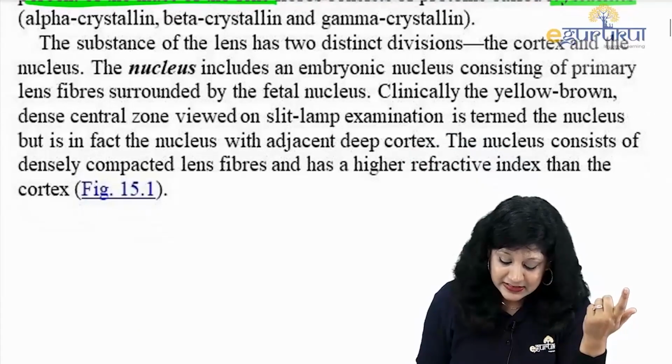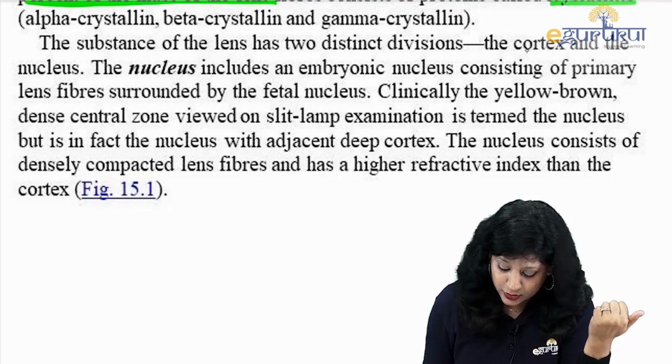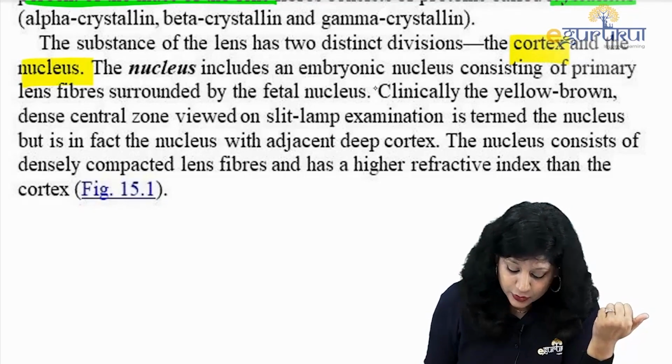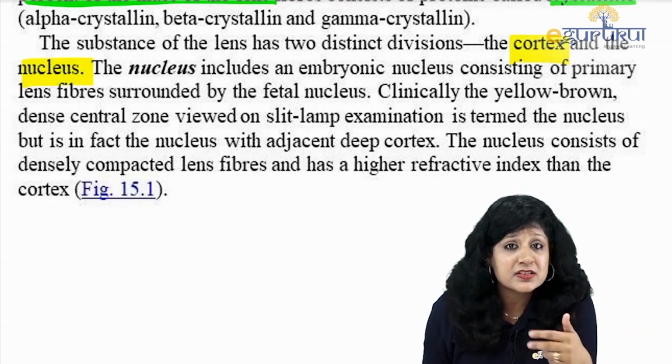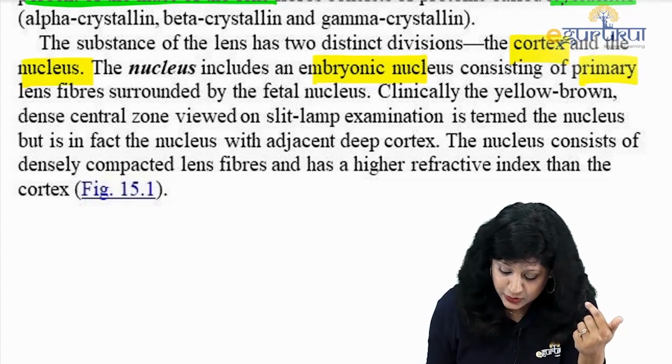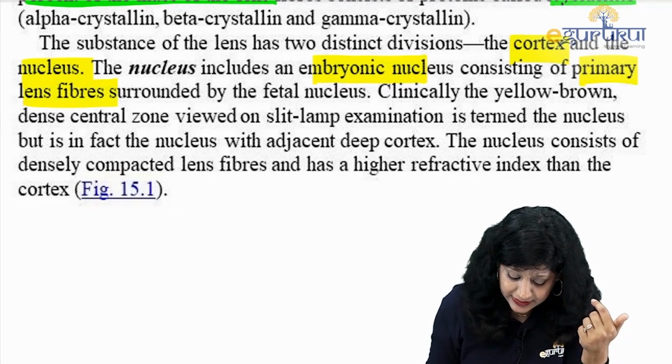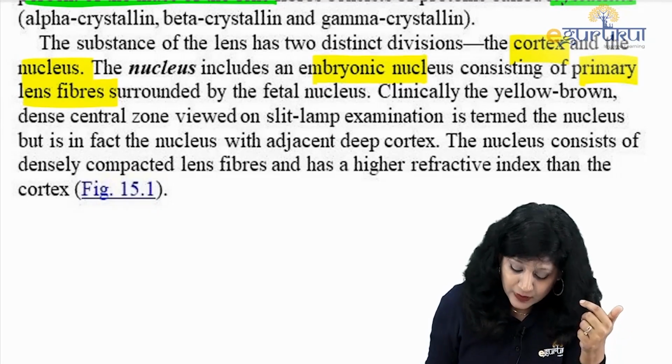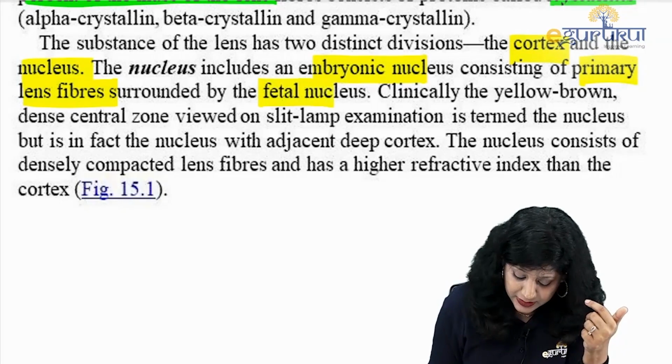The substance of the lens has two distinct divisions, the cortex and the nucleus. The nucleus consists of four types. We have the embryonic nucleus that I told you about, consisting of the primary lens fibers. Clinically, it is yellow-brown in color, and this is surrounded by the fetal nucleus.